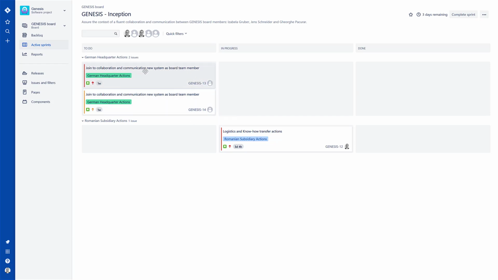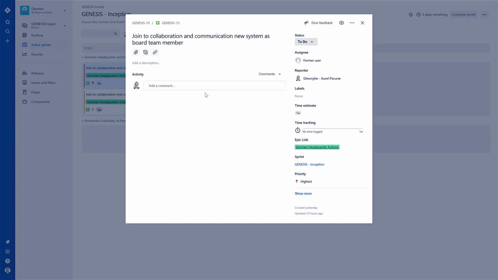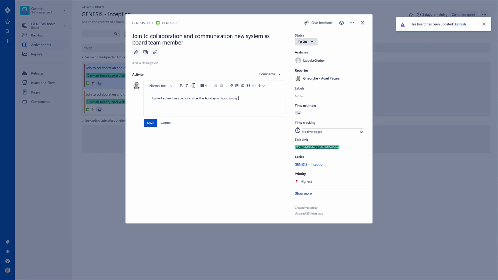So we will take this task. We can see the details here. As you can see, we assign this to Isa. This is the first step. And we can put a comment: Isa will solve these actions after the holiday without delaying our project.